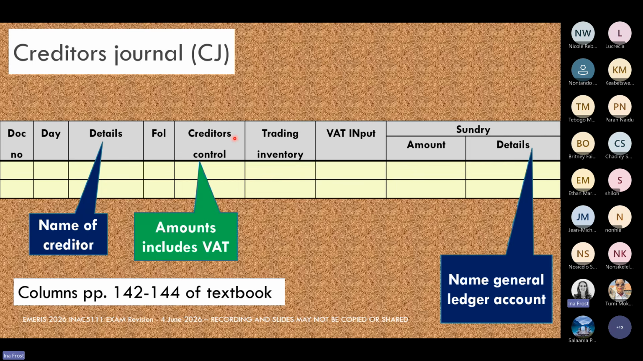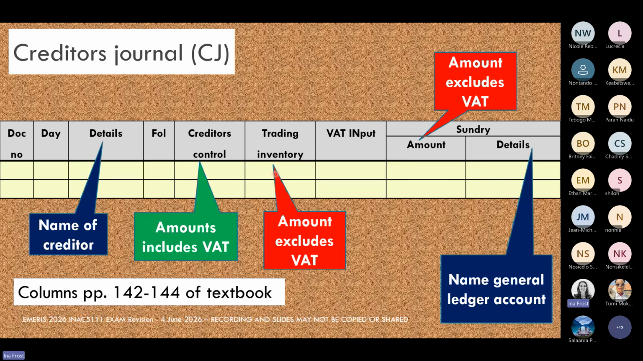In the creditors control column, I'm going to write down the amount, and it's going to be the amount of the full purchase price, including VAT. In the trading inventory column, as well as the sundry amount column, I'm going to include the amount excluding any VAT. And in my input VAT column, that's where I'm going to be recording the 15% VAT.